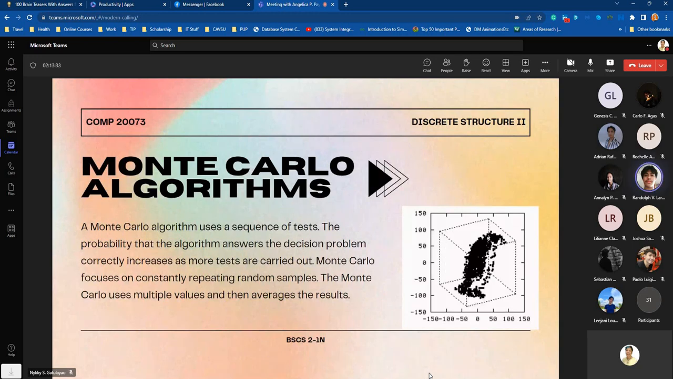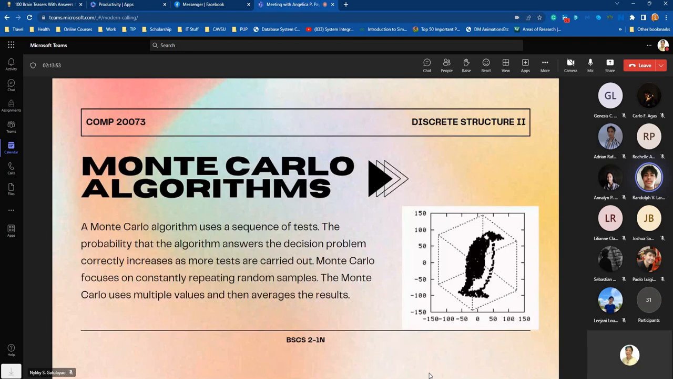A Monte Carlo algorithm uses a sequence of tests. The probability that the algorithm answers the decision problem correctly increases as more tests are carried out. Monte Carlo focuses on constantly repeating random samples. The Monte Carlo uses multiple values and then averages the result.